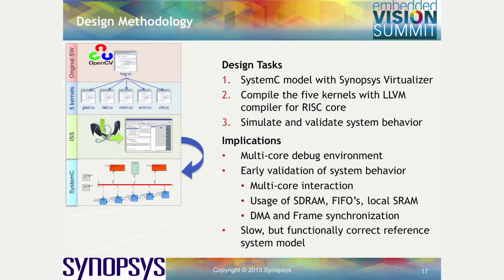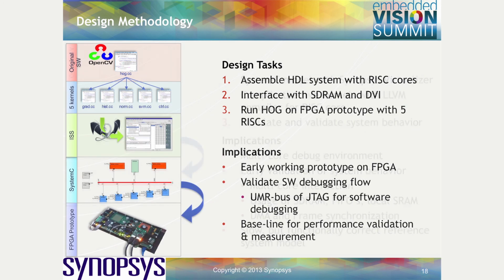But since we could completely verify everything, including the communication over AXI and the FIFOs, we got it running first time right on the FPGA prototype. So we took the RTL of the RISC processors, and we could map the software, run it on the FPGA, and it was working out of the box because we could validate it completely on the SystemC model.